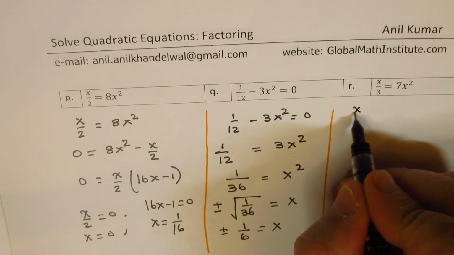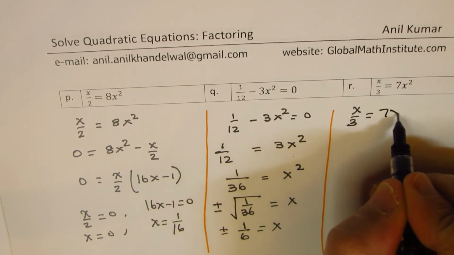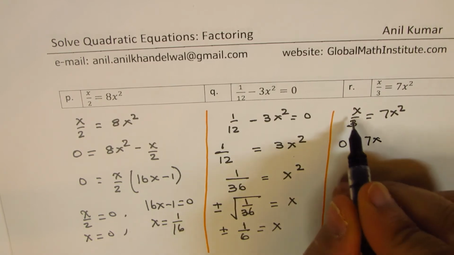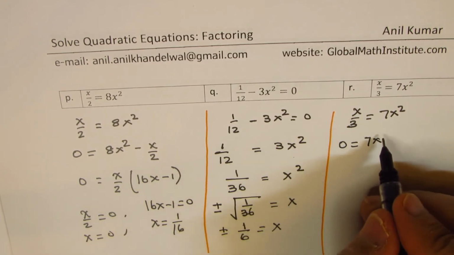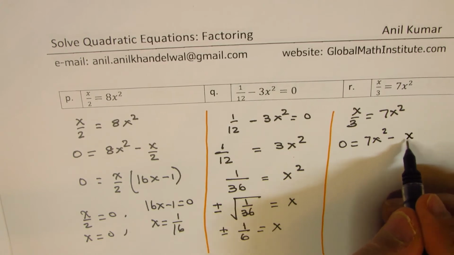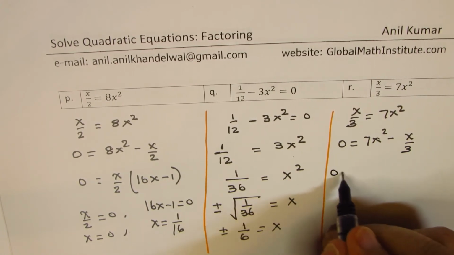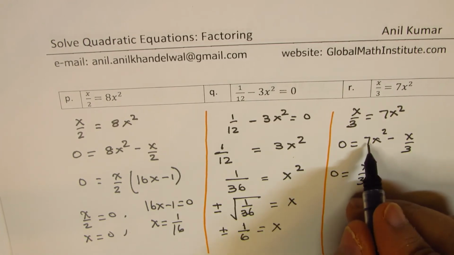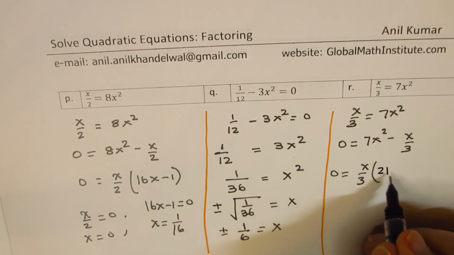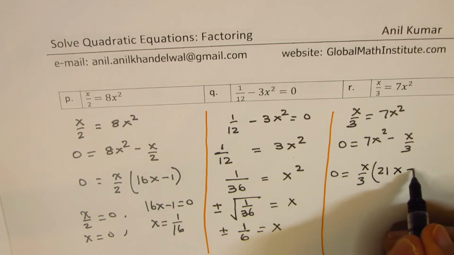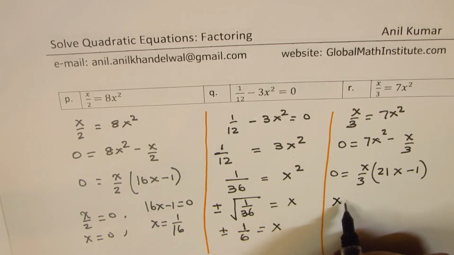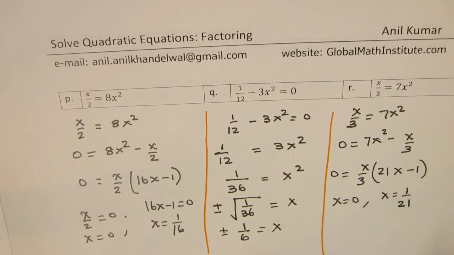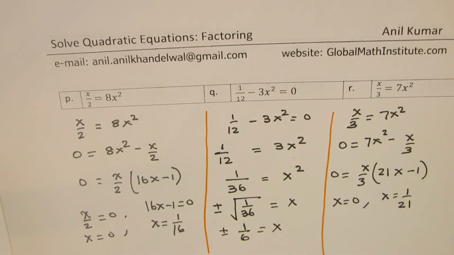x over 3 equals to 7x squared. In this case, we will take it to the other side. So if this was a number, that was a good strategy. Otherwise, you need to factor it. Is that clear to you, right? So we'll factor x over 3. So when you factor, you multiply 7 by 3 to get 21. x has been factored out. This is just 1. So we get x equals to 0 and x equals to 1 over 21 as the solution.